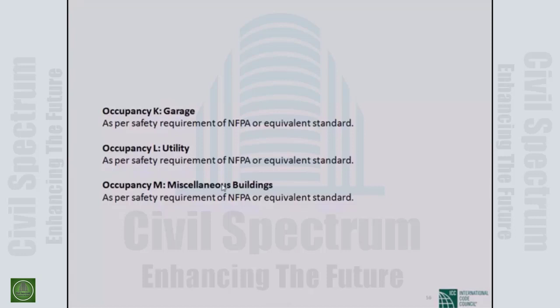So you need detail of this miscellaneous building. Actually, miscellaneous cannot be defined. You can have a different type of building. So for detail, you have to go to NFPA. For example, if it is a metro station or a bus station, then you have to go to NFPA 130. Nothing is given in the BNBC.